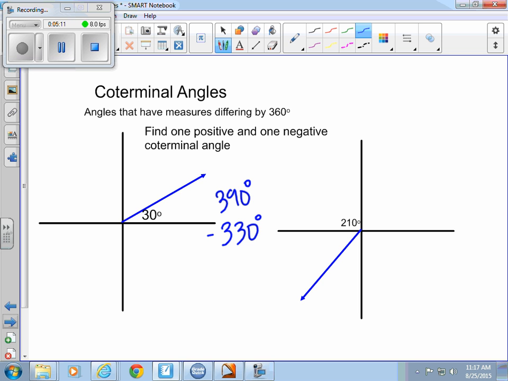Okay, so far. Okay, so 210. What is a positive coterminal angle to 210? 570. How'd you get 570? Add 360. And what's a negative coterminal angle to 210? Negative 150. Any questions? So 210 minus 360 and 210 plus 360.